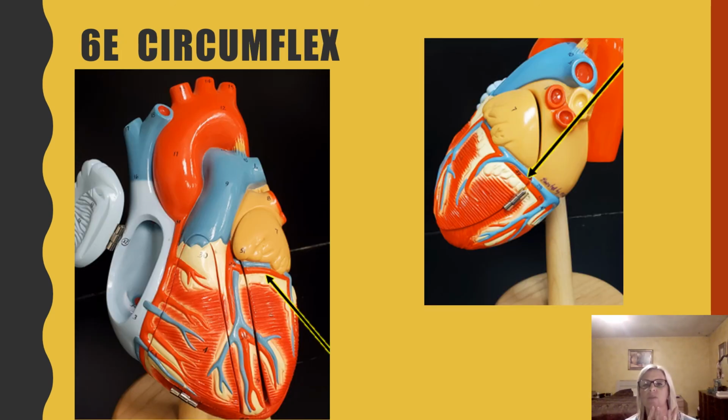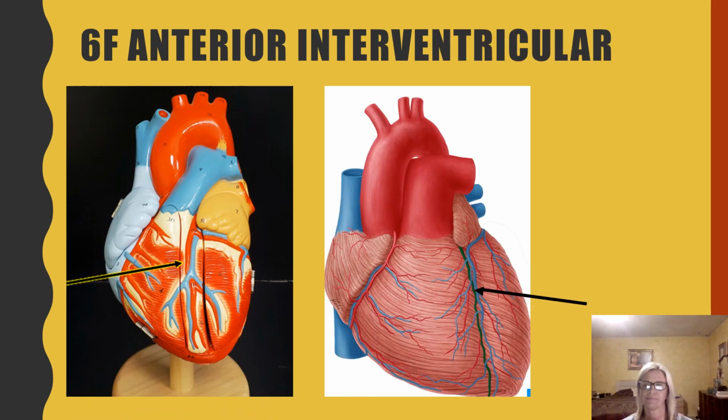Alright, so next we have the circumflex artery, and it circumvents or goes around. Alright, and so you can think of the one that goes around. So this is the blood vessel that comes off the left coronary artery and goes around in the circumference, I guess you could say, of the heart. Alright, so here we have the anterior interventricular, so between ventricles on the front. We have blood vessels that come off the left coronary artery, and it goes down the interventricular septum. You can see that in green here. You can tell it's going right down the middle, and it branches off to supply.